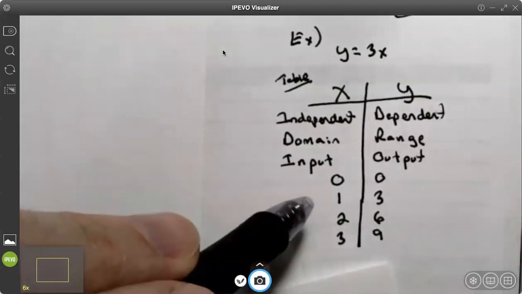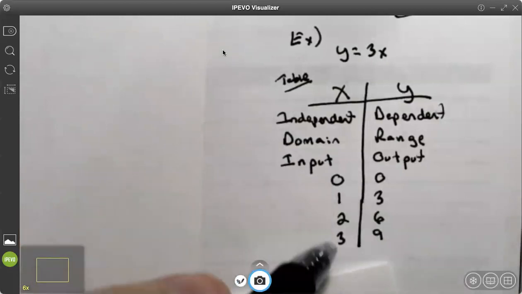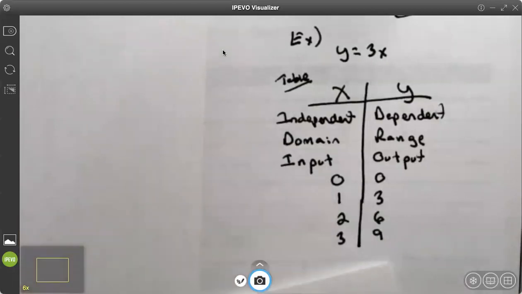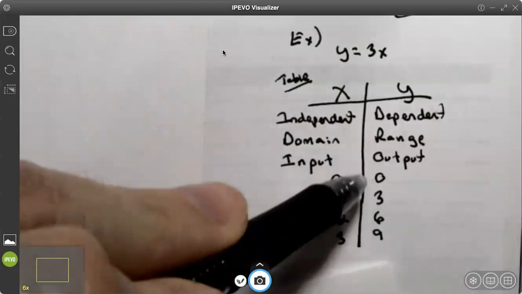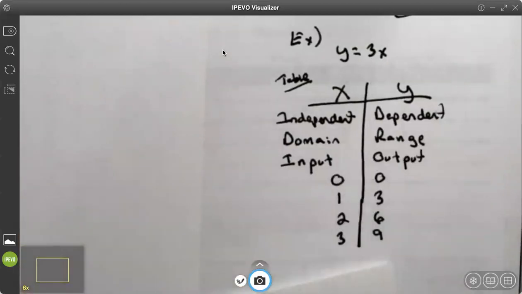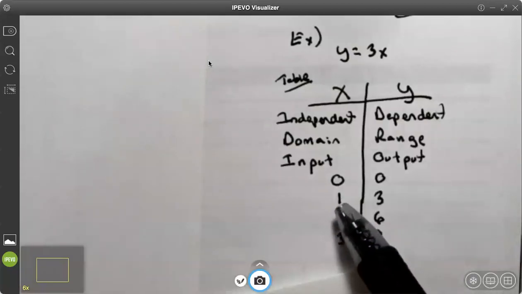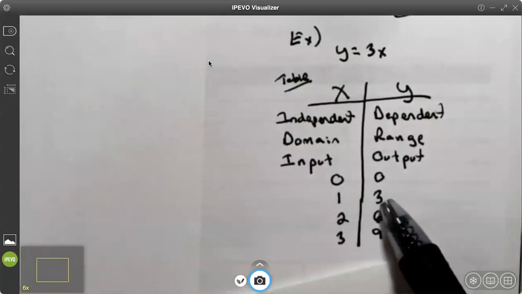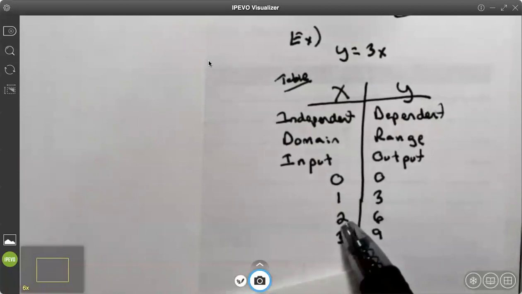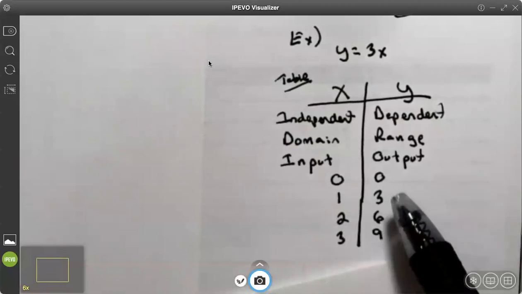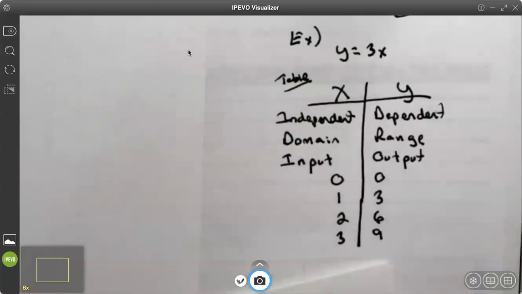Main thing you need to know here is domain, input, and independent are your x values. Range, output, and dependent are your y values. Let me tell you one more thing. In order for something to be a function, every x value can be paired with one and only one y value. So my x value of 1 is only paired with one y value, 3. My x value of 2 is only paired with one y value, 6, and so on. So this is, in fact, a function.